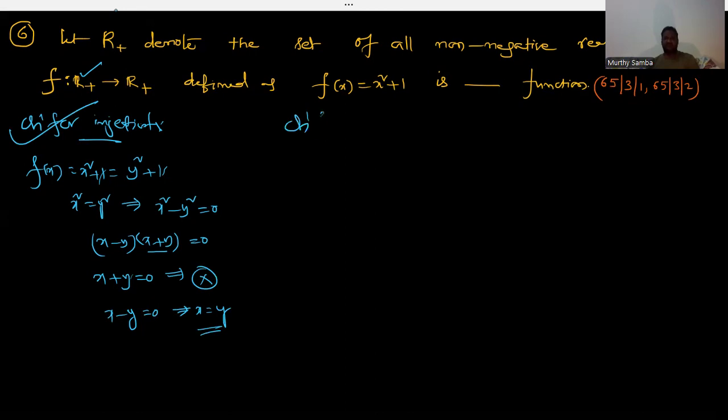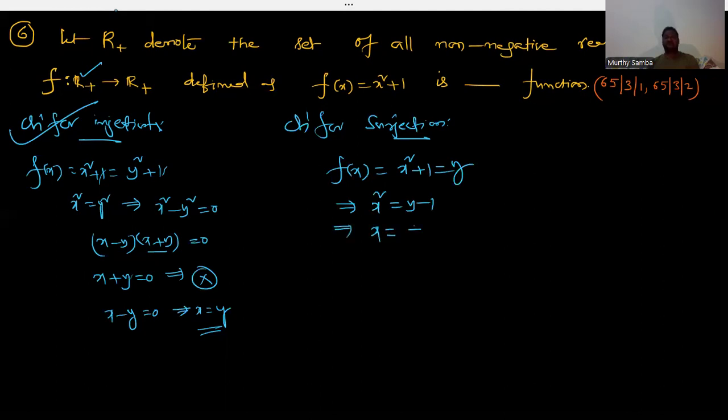Coming to checking for surjection. In the case of surjection, you have to take f of x is equal to x square plus 1 is equal to y. Range should be equal to codomain, right? So x square plus 1 equal to y, then x square is equal to y minus 1, and x equals what? Plus or minus root over y minus 1. But x being a non-negative real number, a negative value is not possible. Therefore, the value of x is equal to root over y minus 1. It is only possible when y minus 1 is greater than or equal to 0, which means y is greater than or equal to 1.